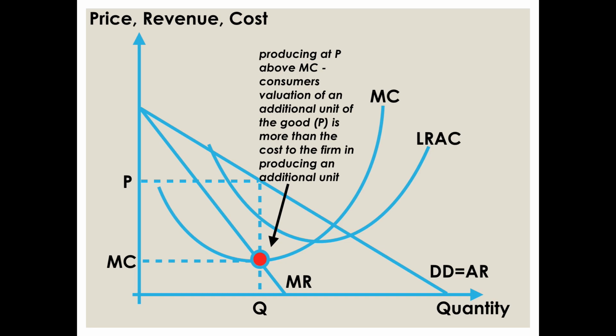P is higher than MC, which means that the consumer's valuation of an additional unit of good is more than the cost to the firm in producing an additional unit. In other words, this means that Q is actually too little. Consumers want more to be produced, but it isn't being produced, and therefore there is underproduction. So actually, this is a form of market failure whereby firms with market power or firms with market dominance can lead to the market failing. How to derive the deadweight loss will be explored in my next video.